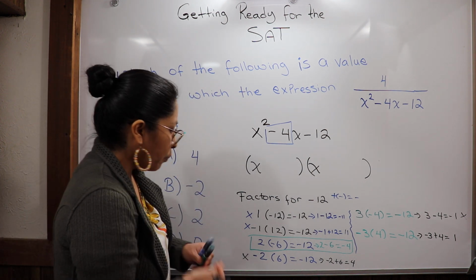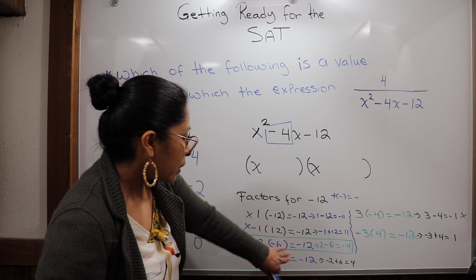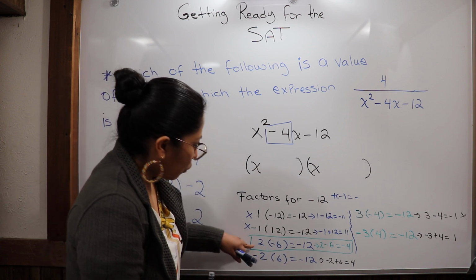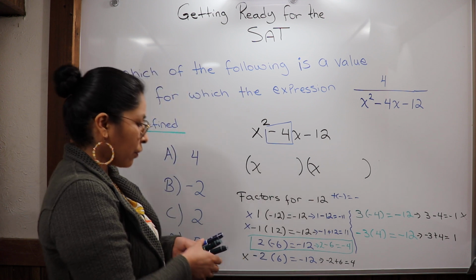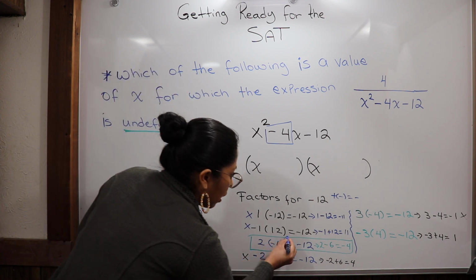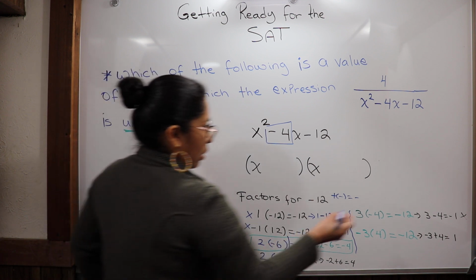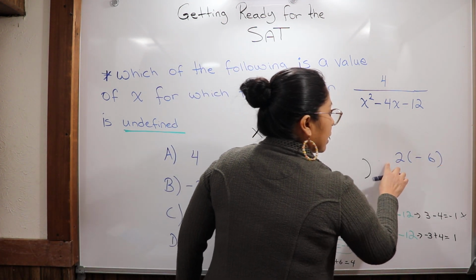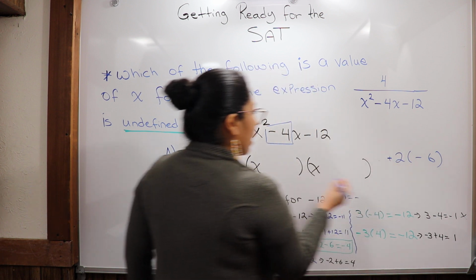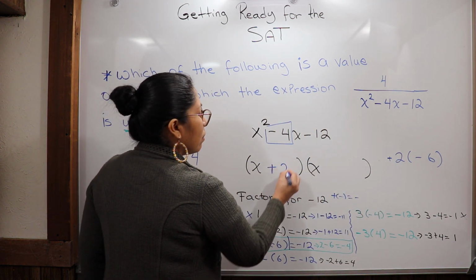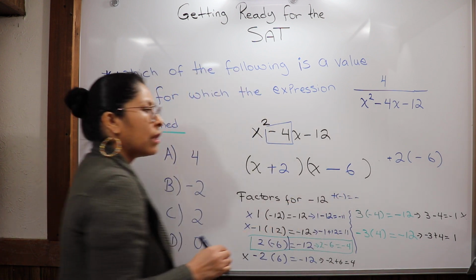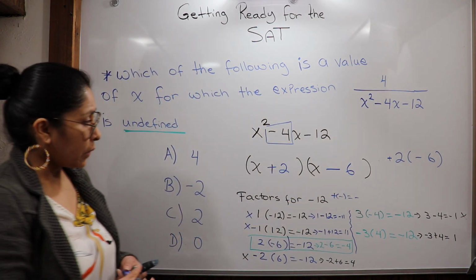That means one is positive, the other one is negative. You're going to keep exactly the same sign. So if this is positive, this is what I'm going to do. I'm using those two, 2 times negative 6. This is positive 2, so that means this is going to be plus 2 minus 6. So that should be my two factors.